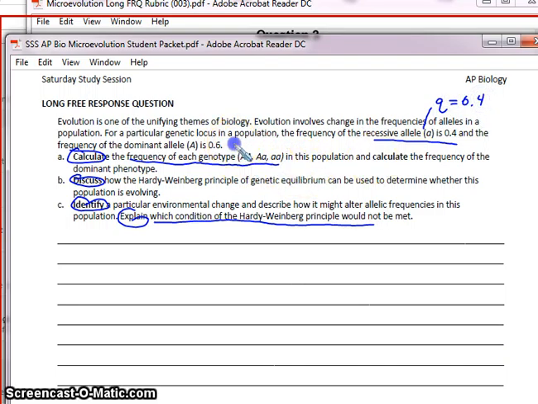p down here is 0.6. So if you wanted to get the homozygous recessive, you would say, well, that's just going to be q squared. You would take your 0.4 and you would square it to get your answer there. Then 2pq, you just plug and chug, and p squared, you do the same thing. So I'm going to go ahead and pause it right here so we have time to look at the rubric really quick, and we'll go ahead and do that.